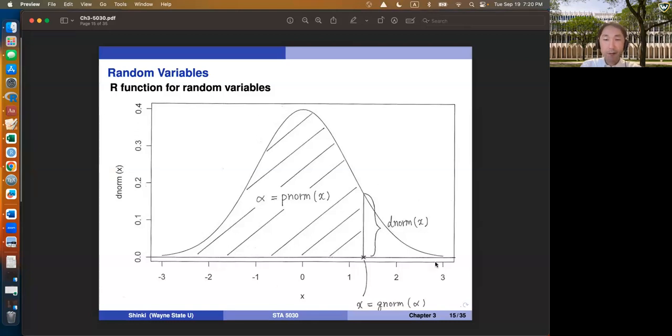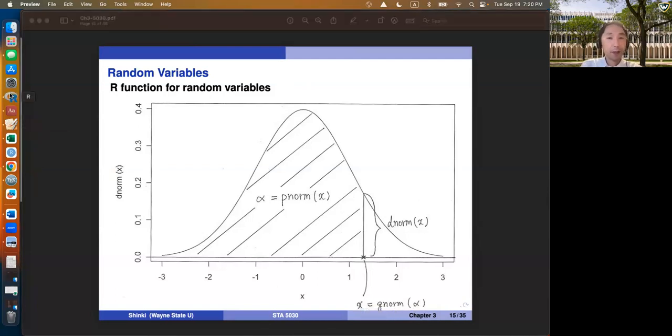The total area under the curve is 1. So probably this area is maybe about 0.8, and you can get this by pnorm of 1.2. And this is one function. And qnorm is the other way around. If you give 0.8, then you get this threshold value 1.2. So qnorm of 0.8 becomes about 1.2.